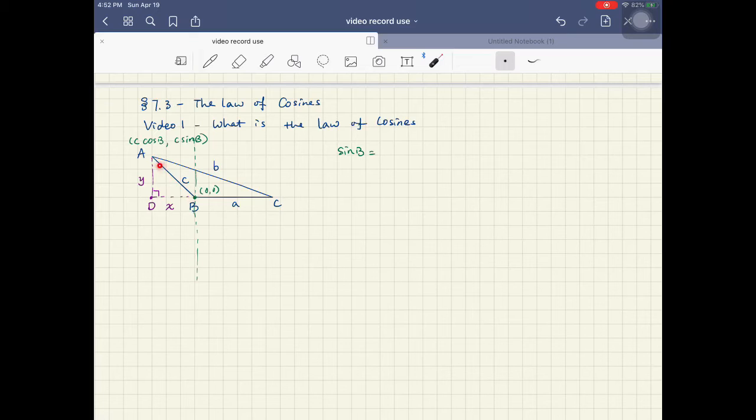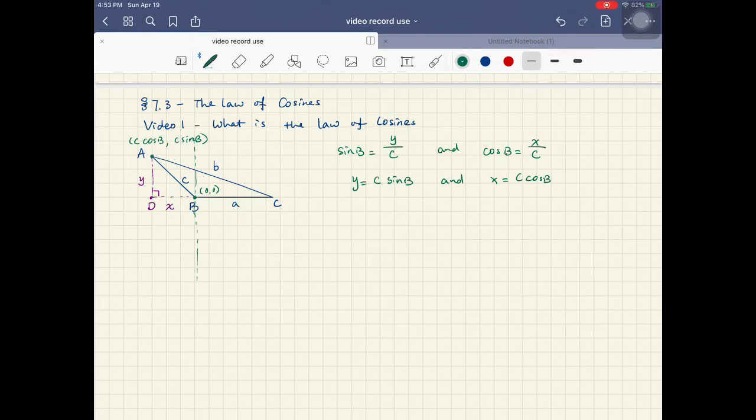We're not sure if we have a unit circle or some other circle, so C is going to be the radius. Then sine of B is going to be Y over C, and cosine of B is going to be X over C. So we're still using the trig definitions on the XY plane unit circle. So Y becomes C times sine of B, and X becomes C times cosine of B, which corresponds to our location for point A.